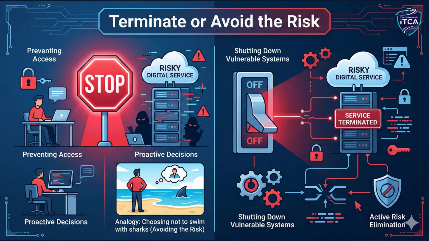Option 4, terminate or avoid the risk. To terminate a risk means stopping the activity that creates the risk. If an action is too dangerous and cannot be made safe at a reasonable cost, the safest option is to avoid it completely. A simple analogy is avoiding swimming in the ocean because you are afraid of shark attacks. No swimming means no shark risk. In cybersecurity, this often means disabling a service or refusing a risky business request.